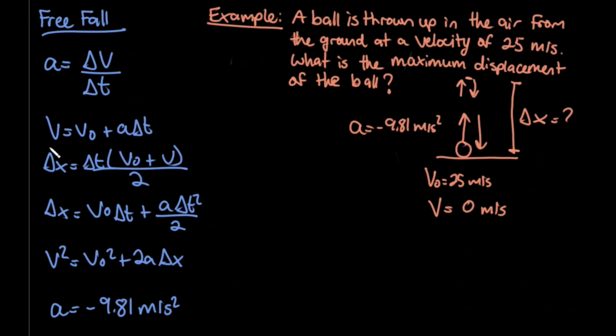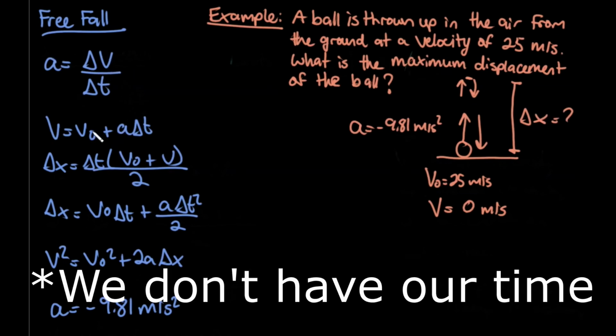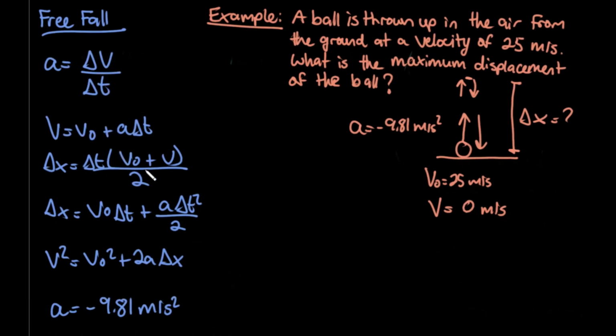Let's take a look at our formulas to figure out which one we want to use to find our delta x. This formula won't work because we don't have delta x. Same thing with this one here. This one, we don't have our time, so we can't use it. We also can't use this one down here. So the only formula that we can really use is this last one, and we're going to have to manipulate it a little bit. So v squared is equal to v naught squared plus 2a delta x.